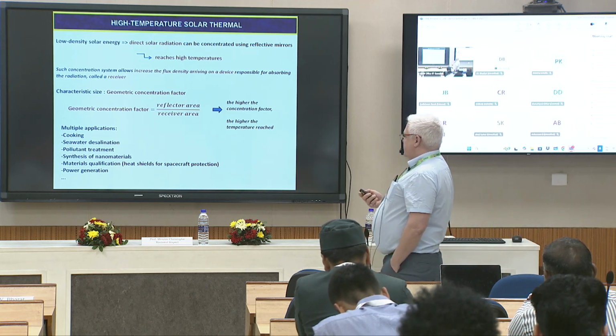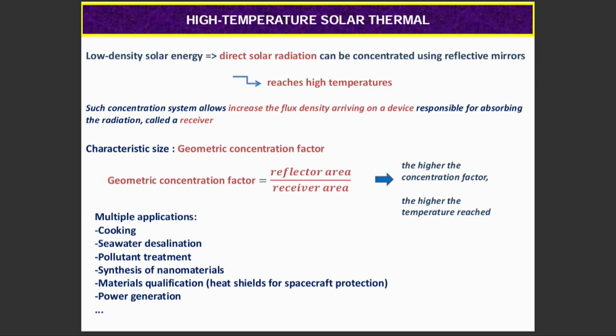So the geometric concentration factor is the ratio between reflector area divided by the receiver area. To concentrate, you are using mirrors to focus on the same surface. So the higher the concentration factor, the higher the temperature reached.